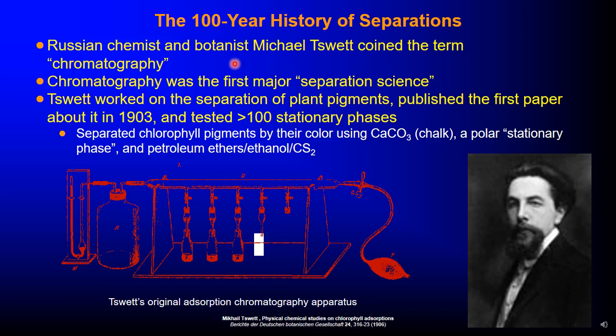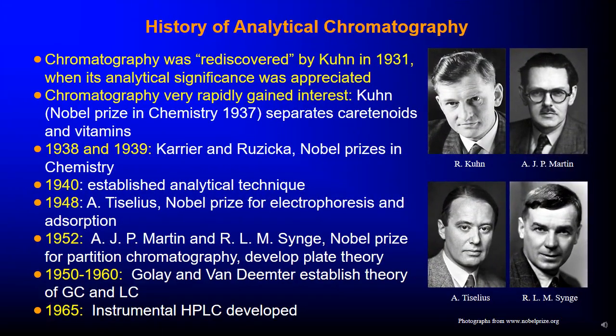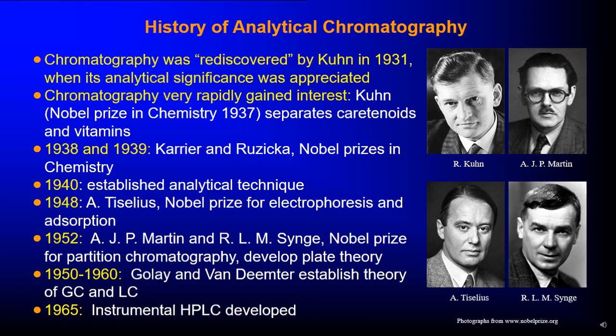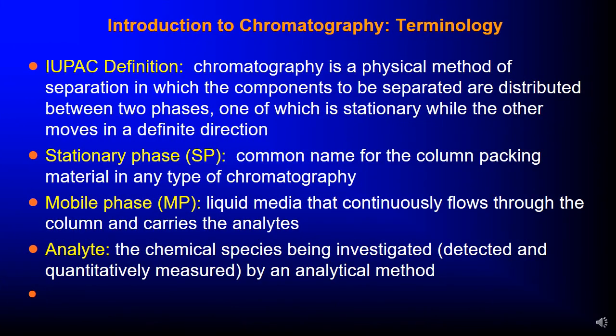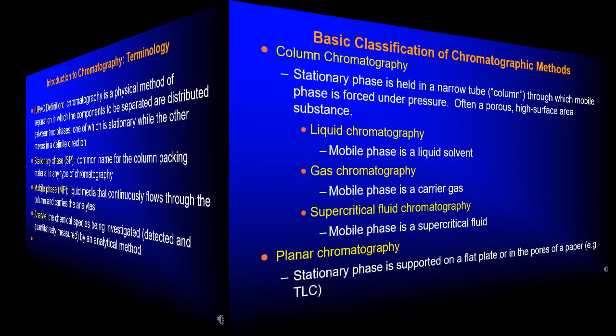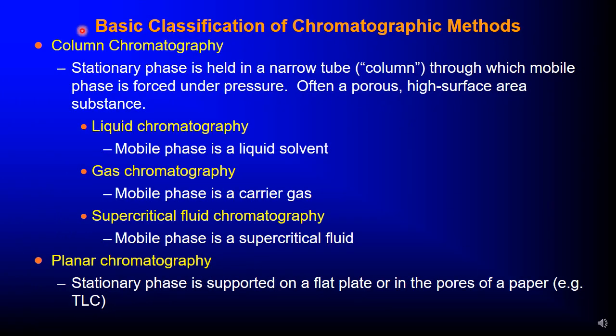So chromatography was the first major separation science. It was rediscovered by the Russian chemist and botanist Mikhail Tswett, who coined the term chromatography, through his work on separation of plant pigments. He published it in 1903, and its analytical significance was later appreciated. Richard Kuhn received the Nobel Prize in Chemistry in 1937. Chromatography is a physical method of separation in which the components to be separated are distributed between two phases, one which is stationary, while the other moves.